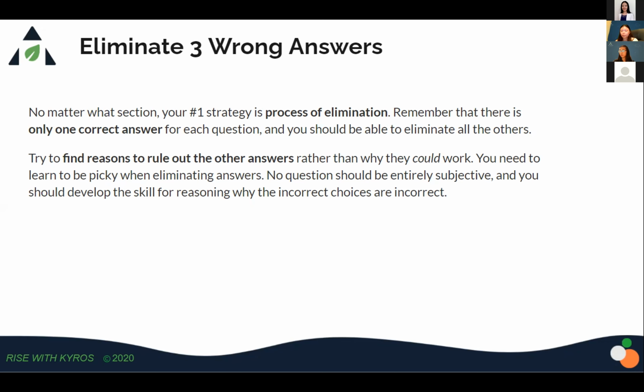Right, so we're going to start off today by talking about general test taking tips. Okay. So the first thing you should think about is the process of elimination.